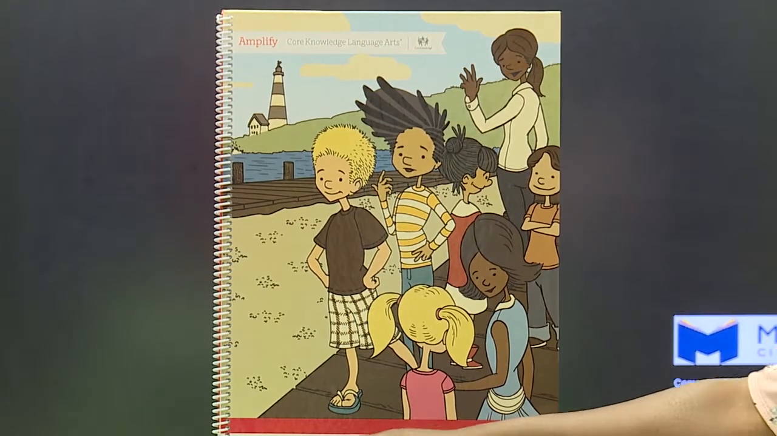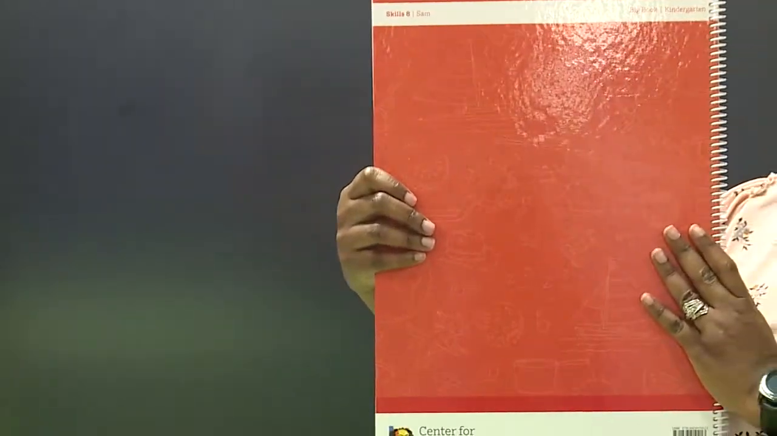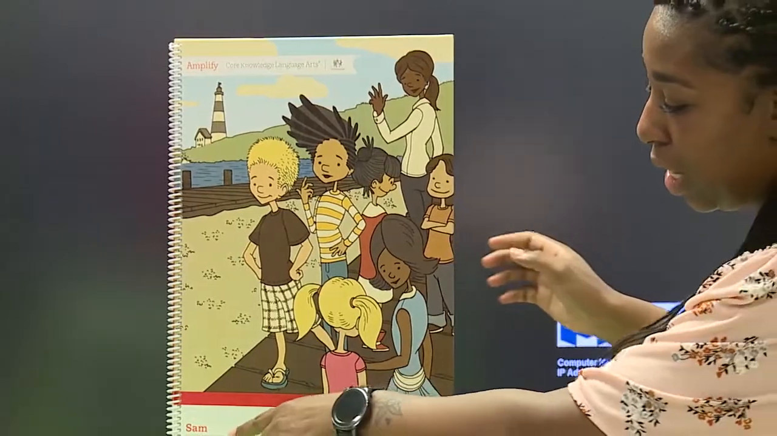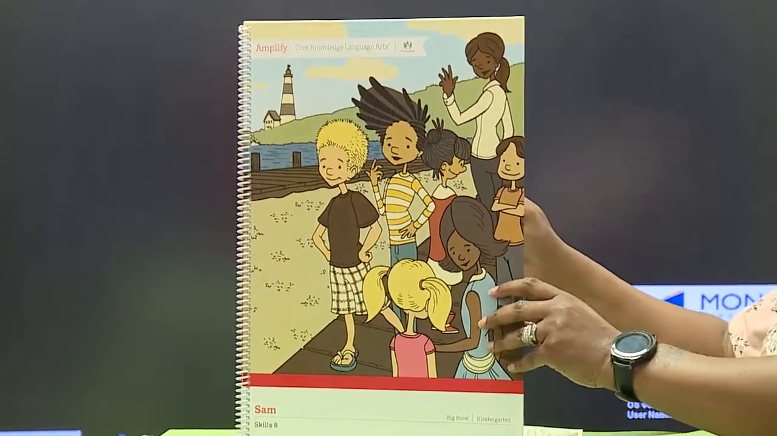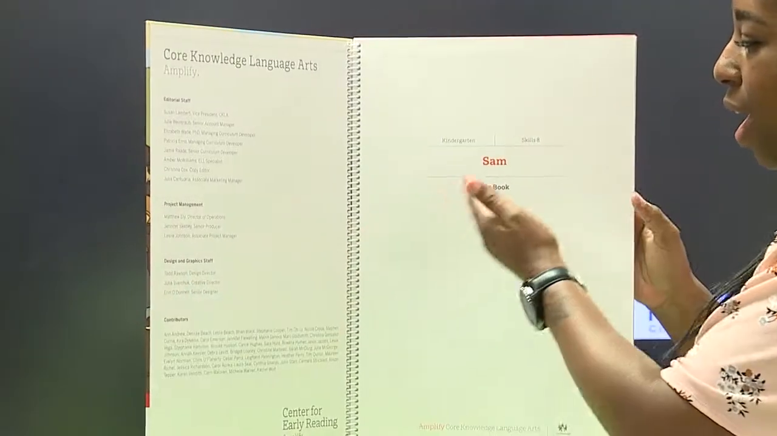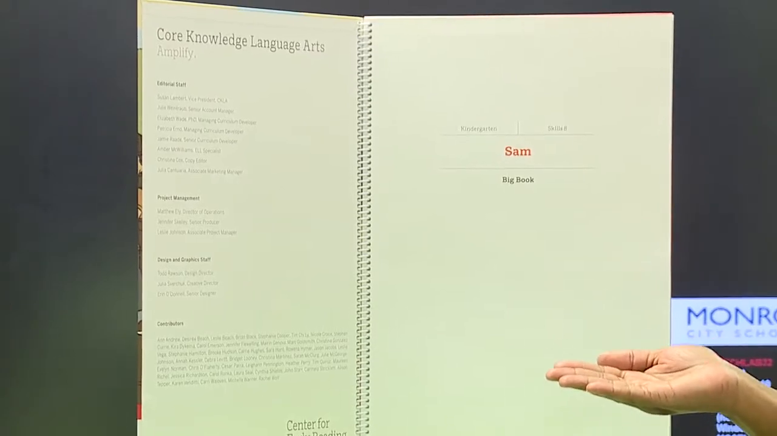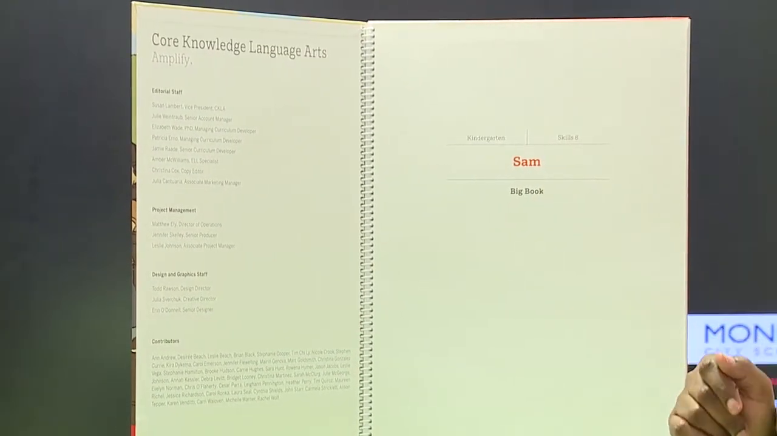Now, remember, every book has a front and a back cover. Also on the front of the book, the title goes there. So now I am going to open my book up, and right here is the title page. And on the title page, you will find the title of the book again. And my book is called Sam.